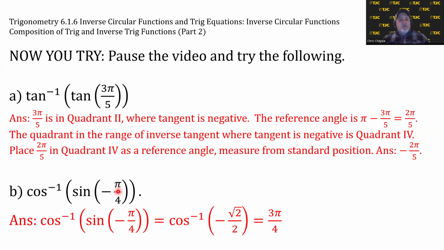Sine of negative pi over 4 is negative square root of 2 over 2. And so cosine inverse of negative square root of 2 over 2 is 3 pi over 4 based on the quadrants in the range of cosine inverse.